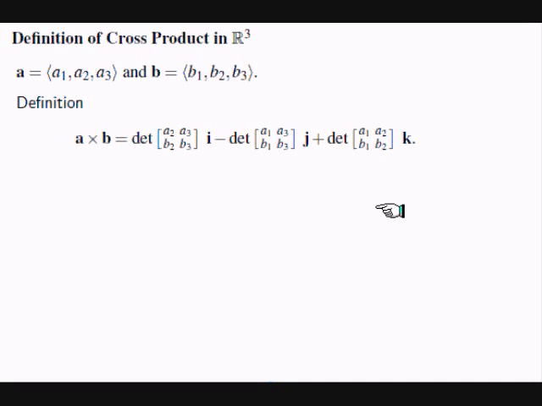But first let's review the definition. If A is a vector with components a1, a2, a3, and B is a vector with components b1, b2, b3, the cross product of A and B is defined to be this vector here, where i, j, and k are the standard basis vectors. So i is (1, 0, 0), j is (0, 1, 0), and k is (0, 0, 1). And these are the determinants of the 2 by 2 matrices. What this definition does is it creates a vector that is perpendicular to the vectors A and B.